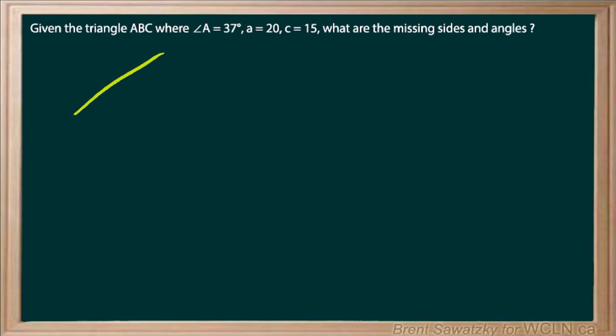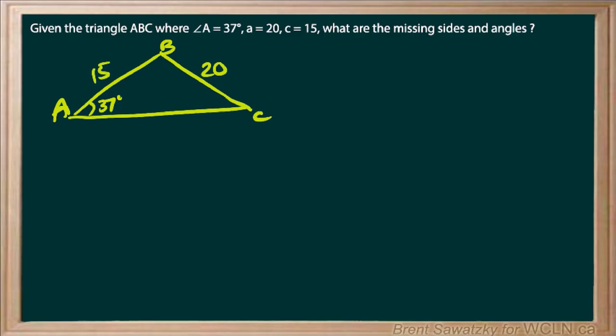So we'll start off with our generic triangle here, A, B, and C. And we're told that A is 37 degrees, side A is 20, side C is 15. And so we're solving for missing sides and angles. So first thing we may think of is, let's determine our H.